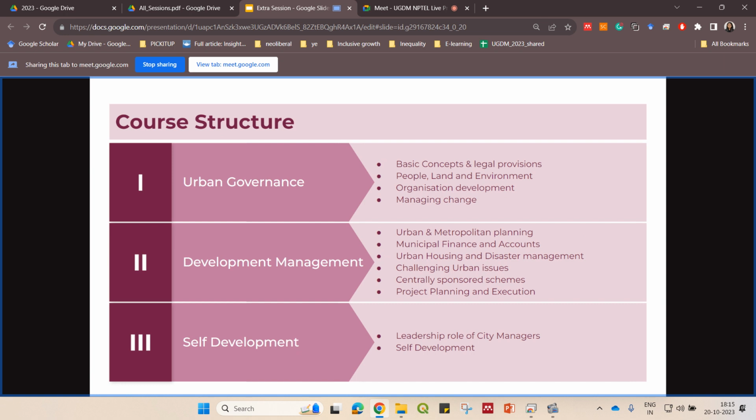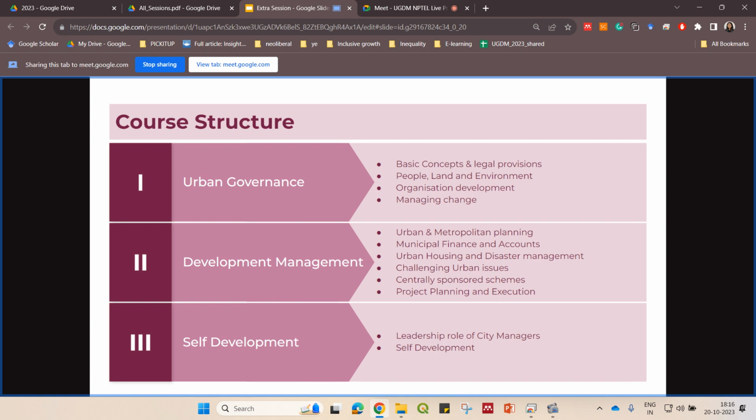Then this was the course structure. The course structure was divided into three major chunks. First was urban governance, second development management, and third self-development. So in the urban governance, there were four specific sections which focused on the basic concepts and legal provisions related to the urban governance, then how urban governance enables the management of people, land and environment in an urban area or in Indian cities. Then the third section would be on the organization development.